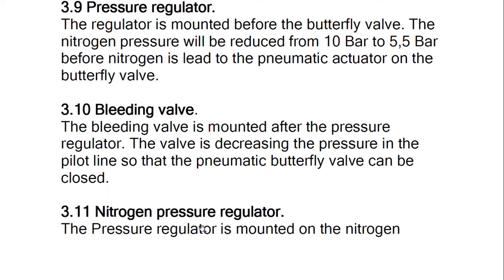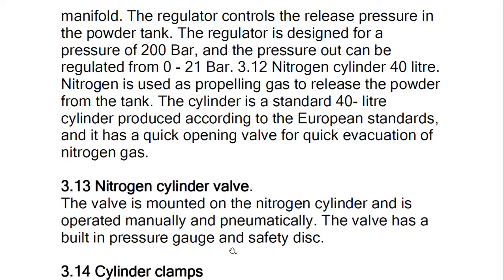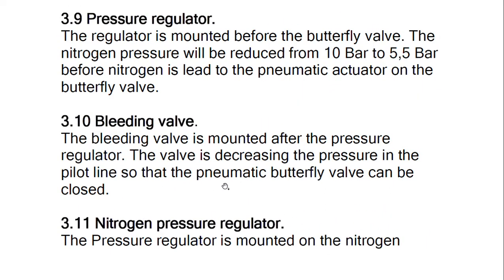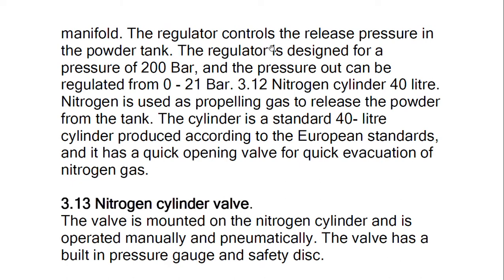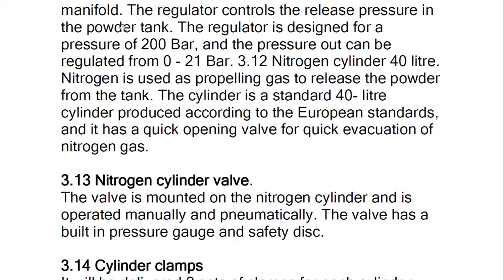Nitrogen pressure regulator. The pressure regulator is mounted on the nitrogen manifold. The regulator controls the release pressure in the powder tank. The regulator is designed for a pressure of 200 bar and the pressure out can be regulated from 0 to 21 bar. There are nitrogen cylinders.